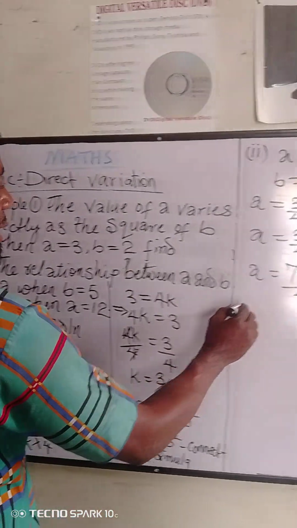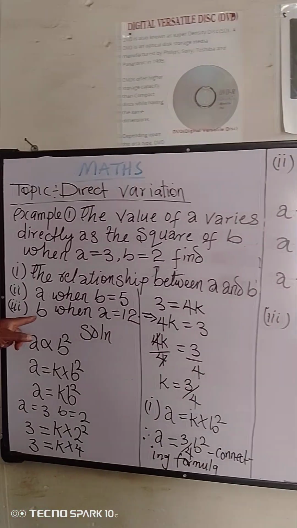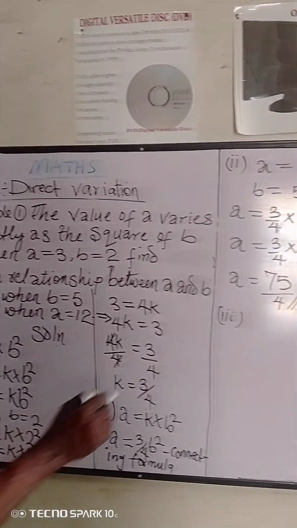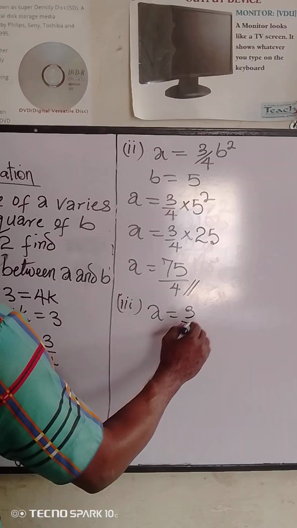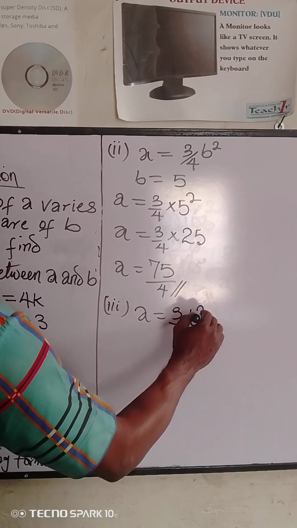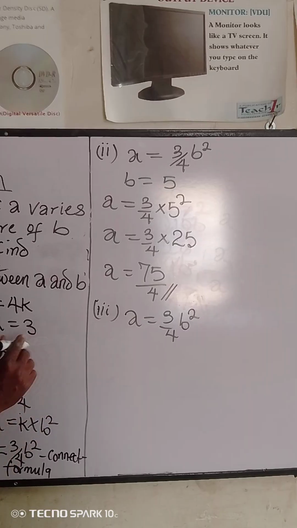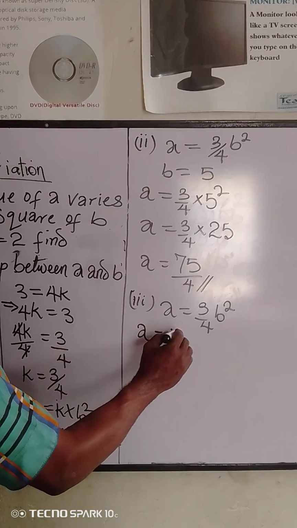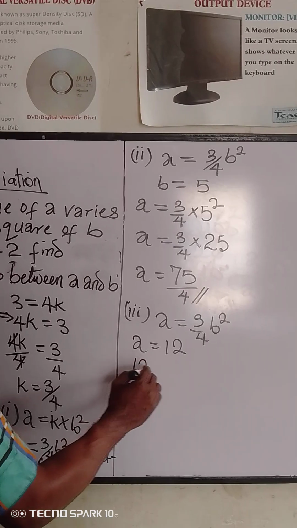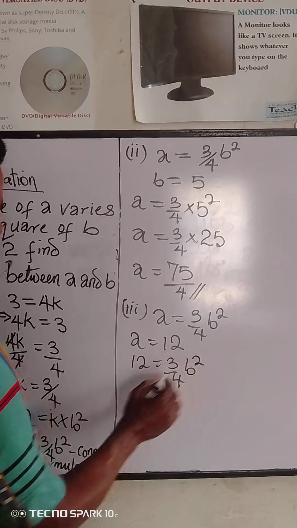For III, find B when A is equal to 12. From the same connecting formula, A has been given as 3 over 4 B squared. So our interest is to calculate the value of B, and A here has been given as what? When A is equal to what? 12. So I have 12 equals 3 over 4 B squared.